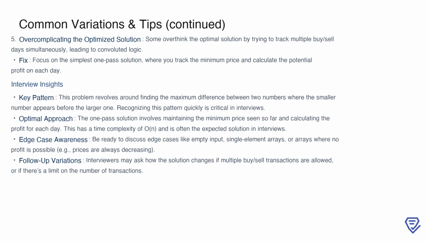For example, discuss scenarios like an empty input, a single element array, or a strictly decreasing price list, where no profit is possible. Finally, interviewers might also ask about variations of the problem, such as allowing multiple transactions or placing a limit on the number of transactions. Make sure you're ready to adapt your approach if these follow-up questions come up.